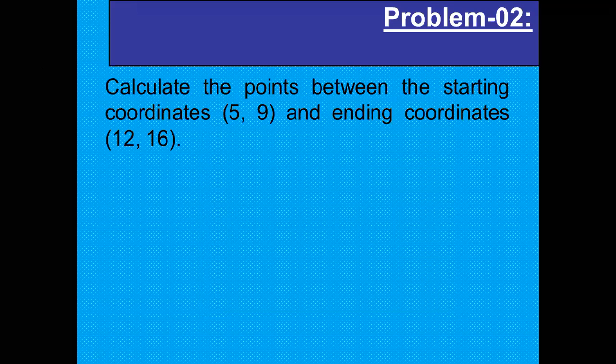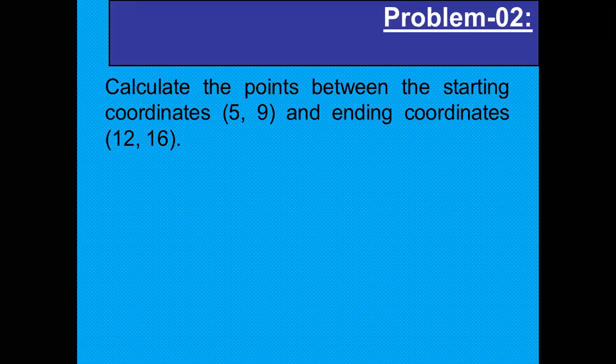Now here you can see another problem. Calculate the points between the starting coordinates 5, 9 and ending coordinates 12, 16. Ultimately, calculating the points just means you are going to draw the straight line. Again, you can use any method and draw the straight line, either by using symmetrical DDA or simple DDA or Bresenham algorithm.